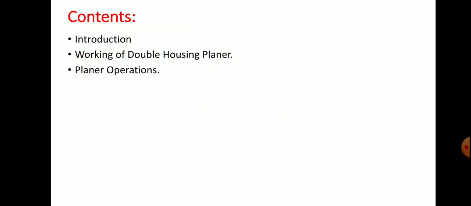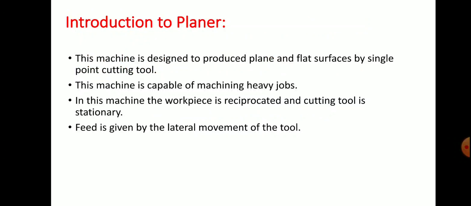These are the contents that I am going to cover in this session: introduction to planar machine, working of double housing planar, and planar operation. So let us see the introduction of planar machine.